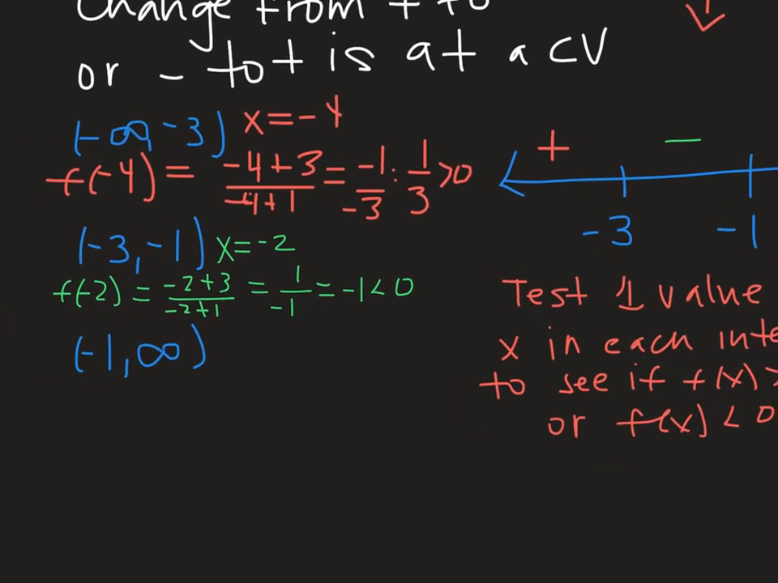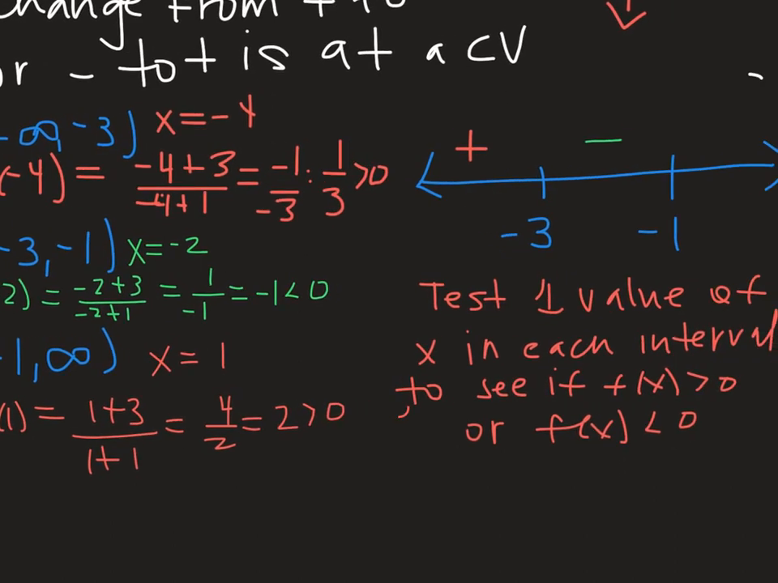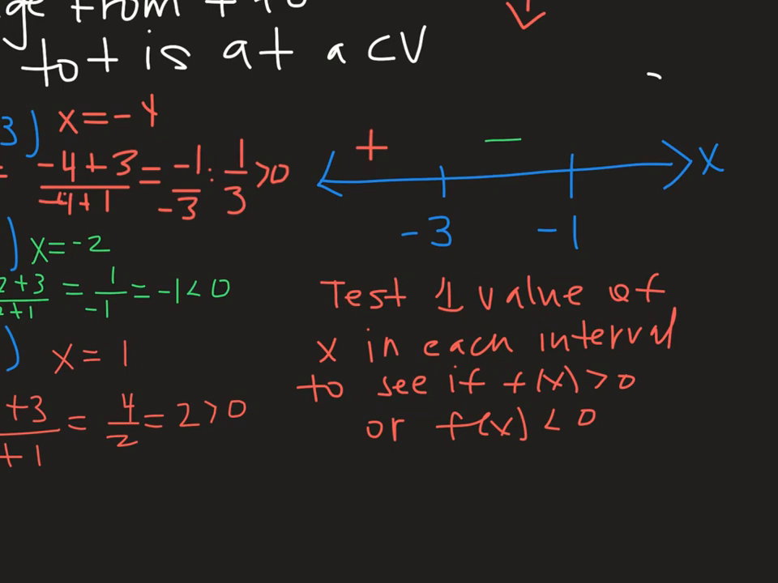Okay, last one from negative 1 to infinity. I'm going to go back to red. And let's use the value x equals 1. So f of 1, we're going to get 1 plus 3 over 1 plus 1. So that is 4 over 2, or equal to 2. All right, that's positive. So on that interval, we're going to be above the x-axis.